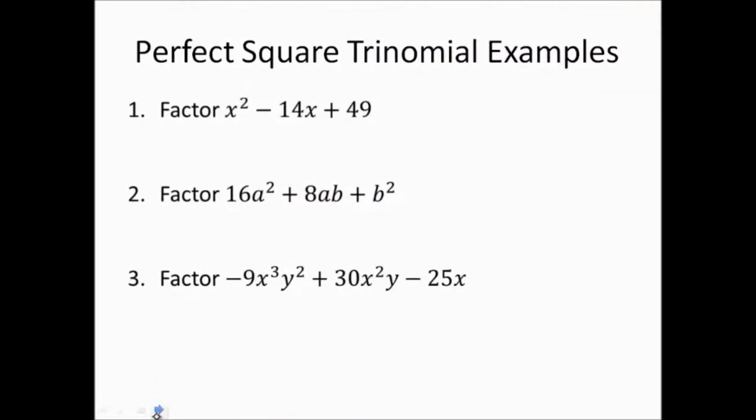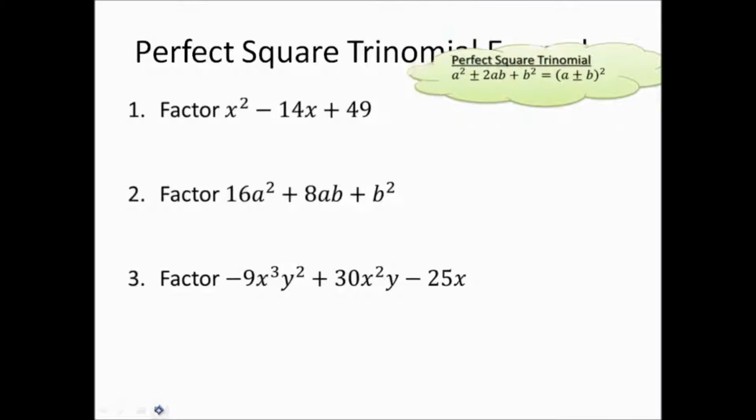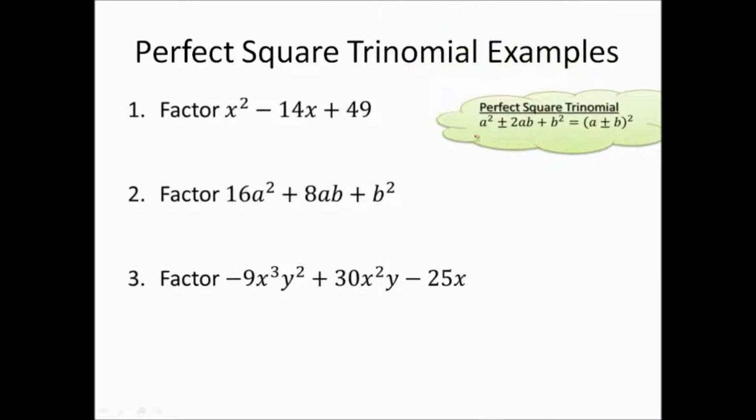Let's move on and look at some perfect square trinomial examples. All of these are in the format of the perfect square trinomial, where you have a bracket squared giving you a trinomial. So the first and the last terms are perfect squares. That's what you're looking for. But then you gotta check the middle term.